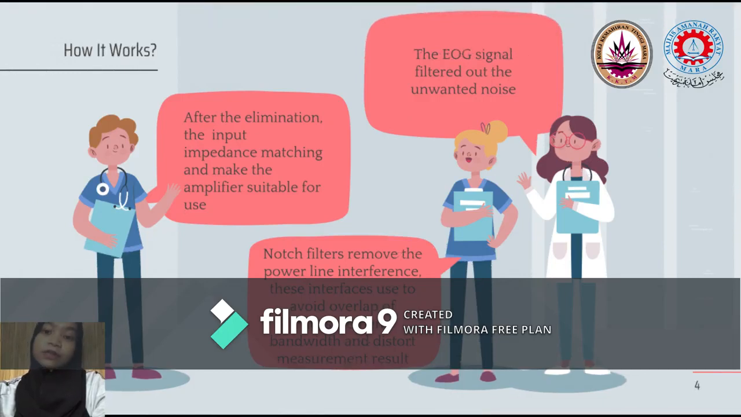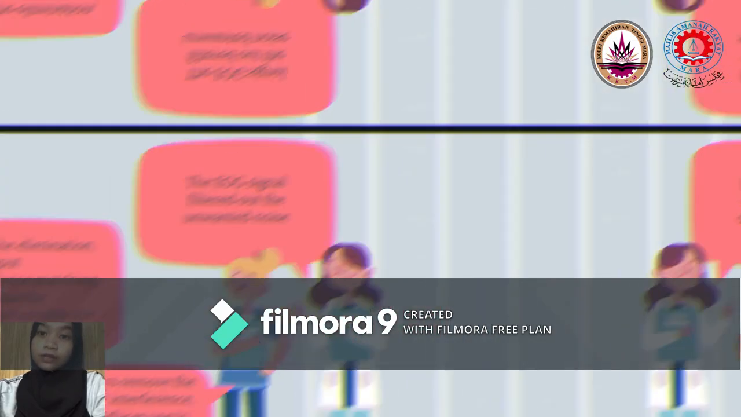After the elimination process is done, the instrumentation amplifier is used for input impedance matching and makes the amplifier suitable for use in measurement and test equipment. Basically, it will give great accuracy and stability of the circuit, both short and long term. The EOG signals are filtered to remove unwanted components. Finally, a notch filter removes the power line interference to avoid overlap of the measurement bandwidth and distortion of the measurement result.